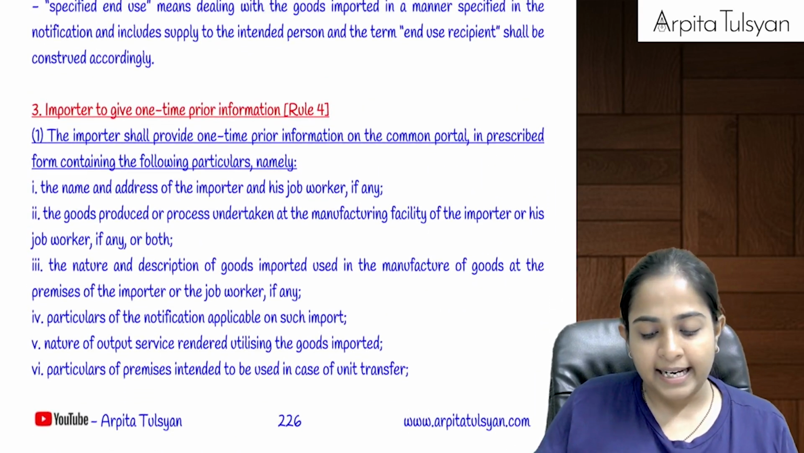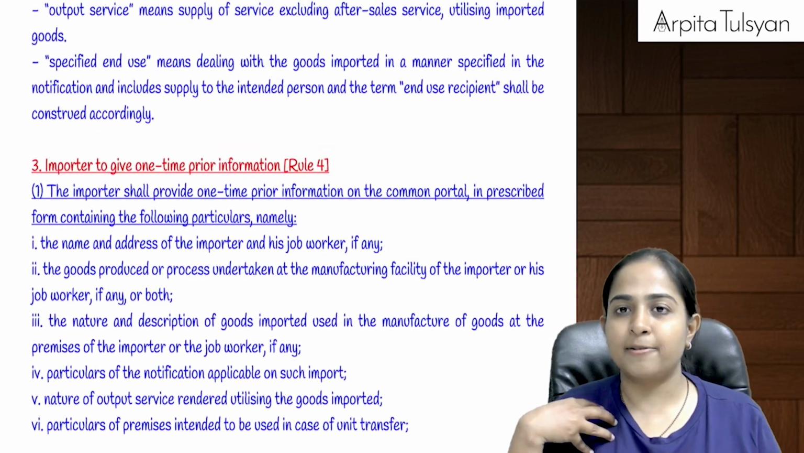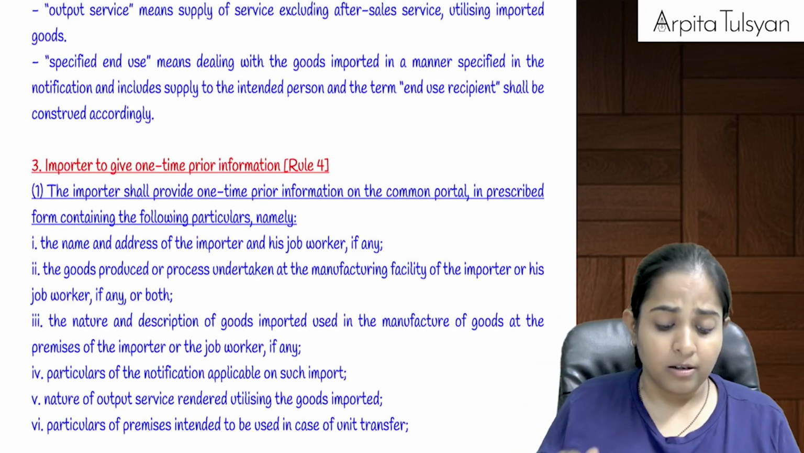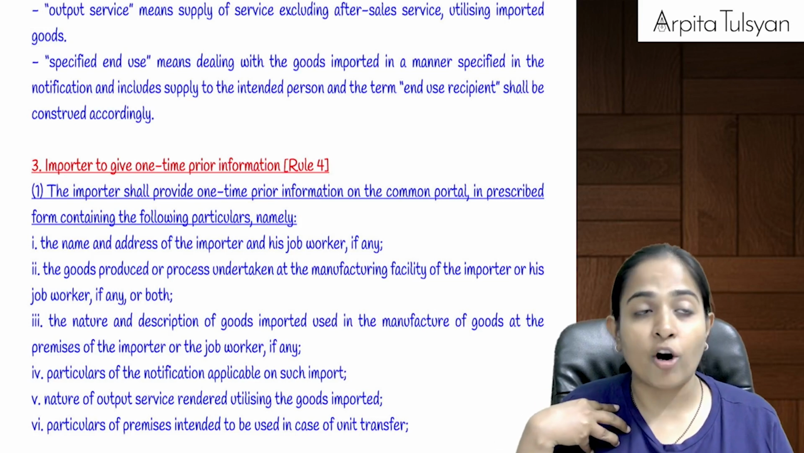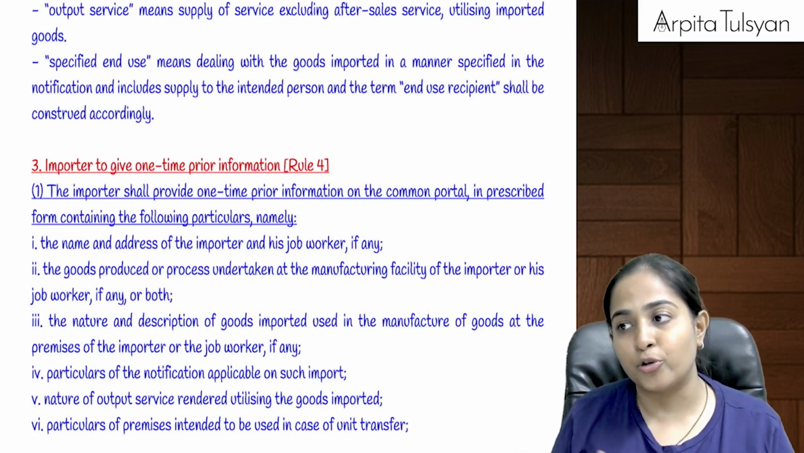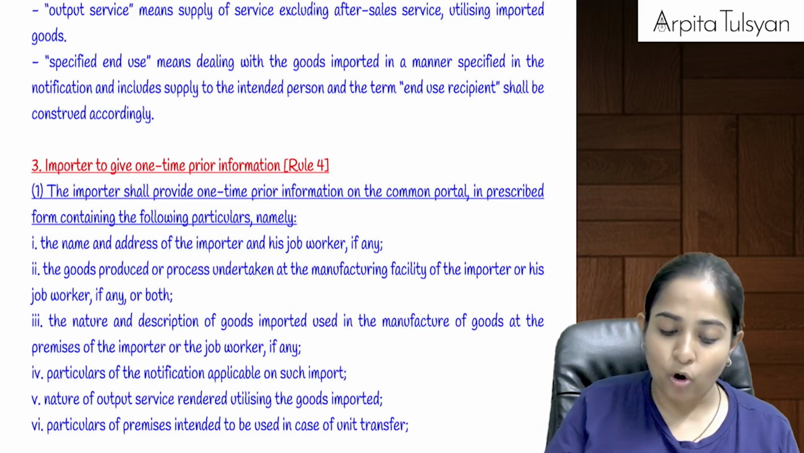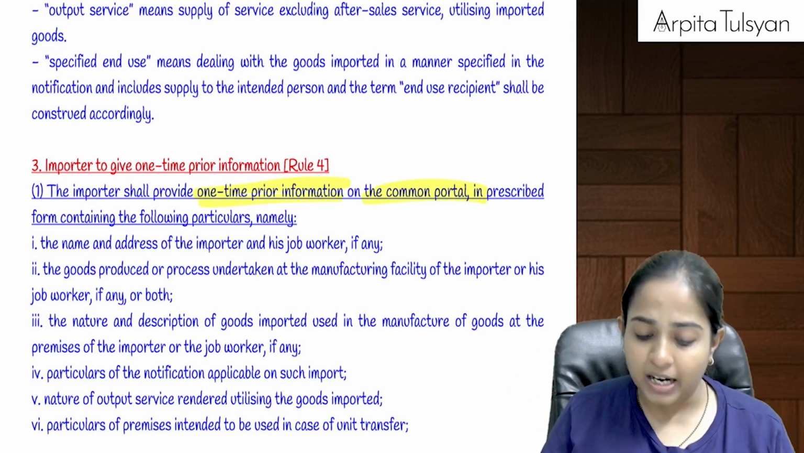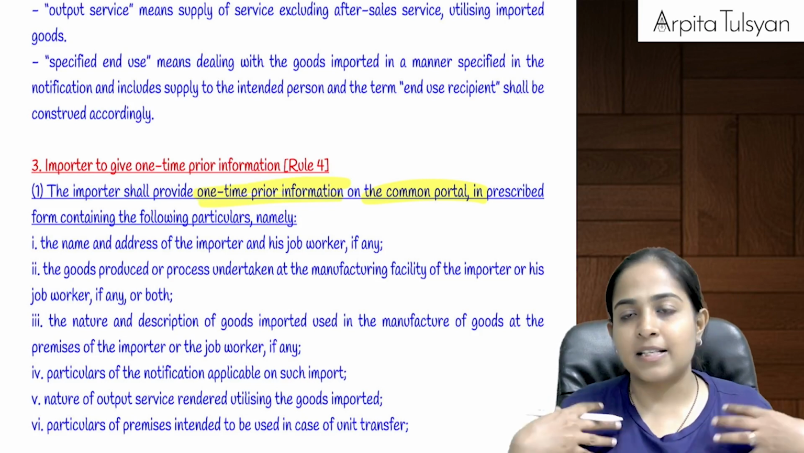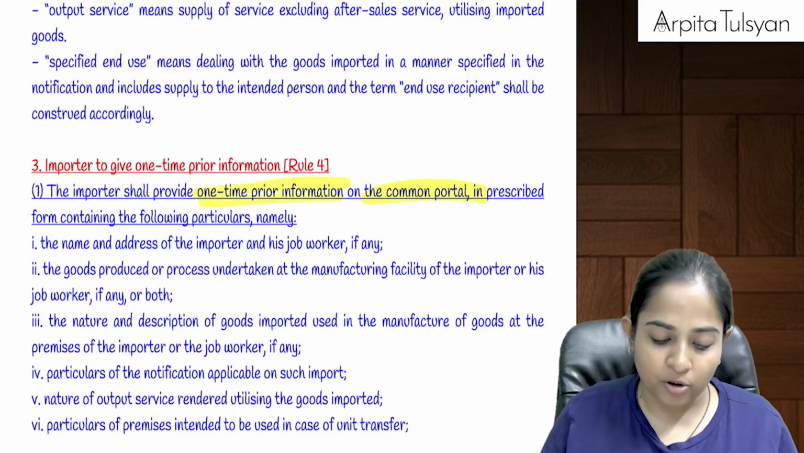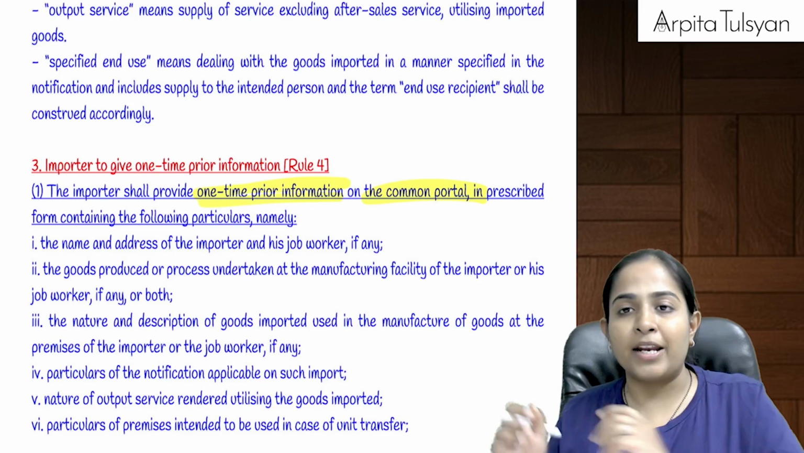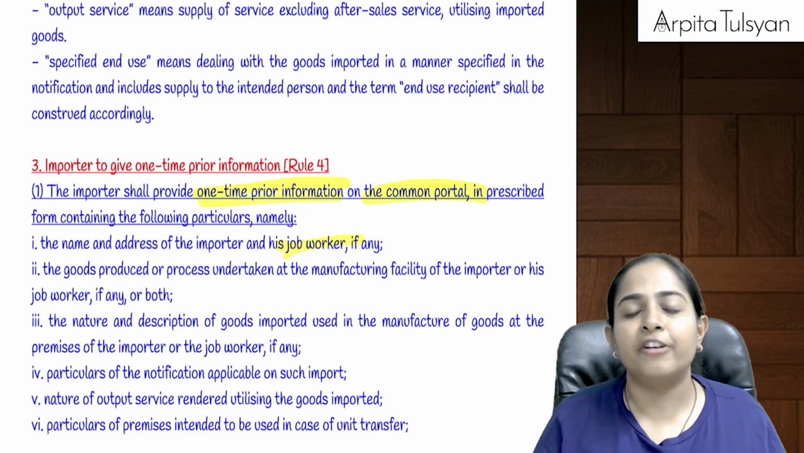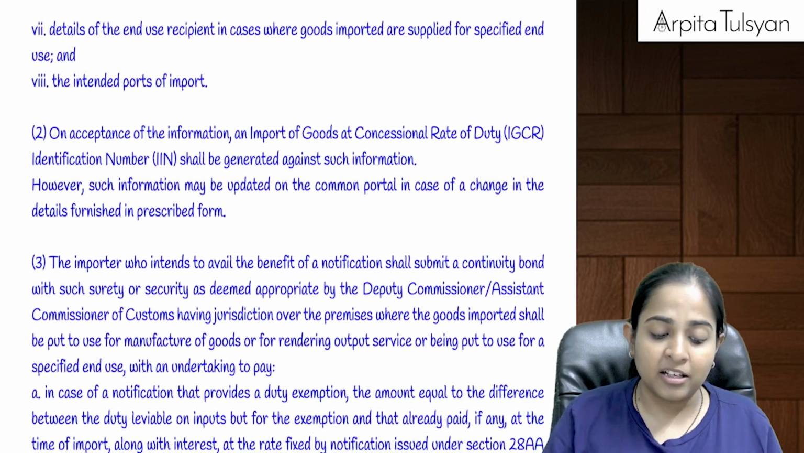So here they are telling that whenever I want to avail this particular benefit, now I say that okay, I will start preparing sanitizers. So what am I as an importer supposed to do? I have to file all my details on the common portal. One time prior information I have to file with the customs authority, that sir, this is my name, this is my importer exporter code, my goods are going to be manufactured by the job worker, his details etc. I am going to give. Then I will give the reference to the notification of which I am taking the benefit.